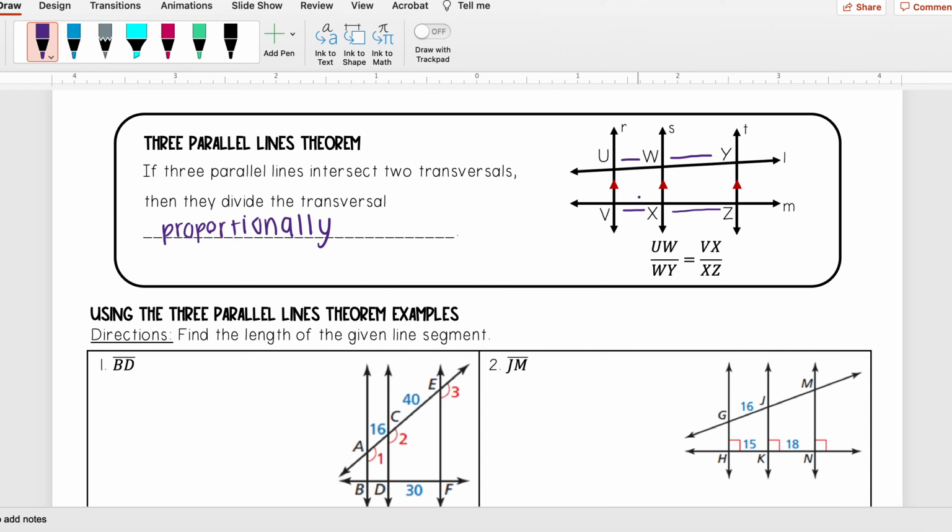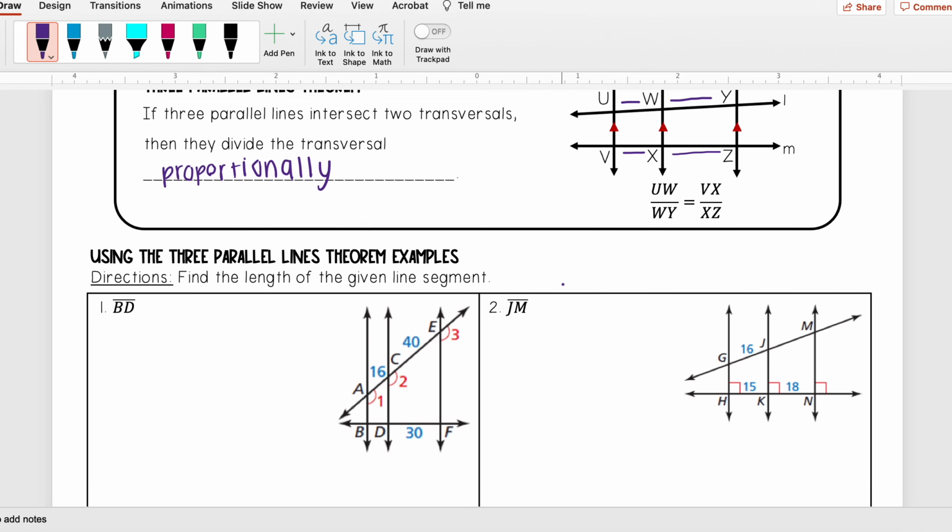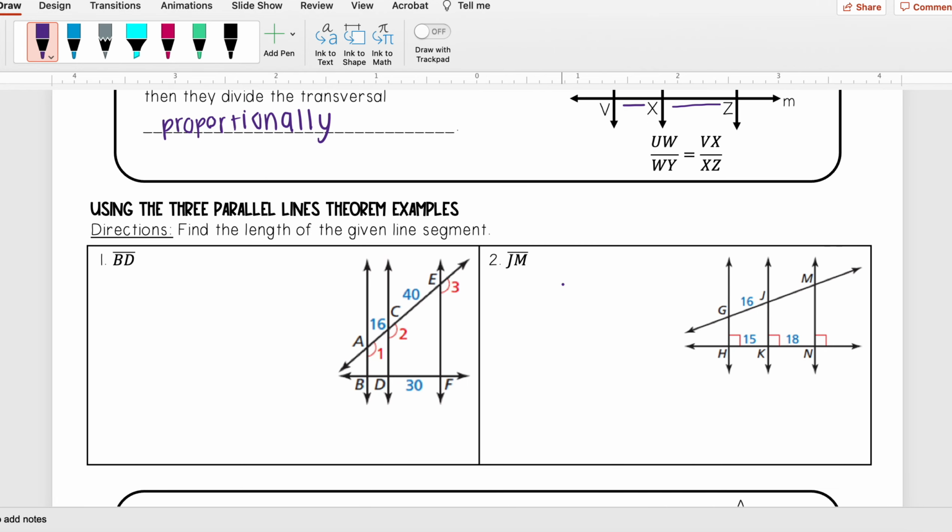And again, remember just to notice that the corresponding sides are both on the top or bottom. So since UW matches up with VX, they are both on top of my fraction. And same thing with WY and XZ. So let's go through a couple examples.